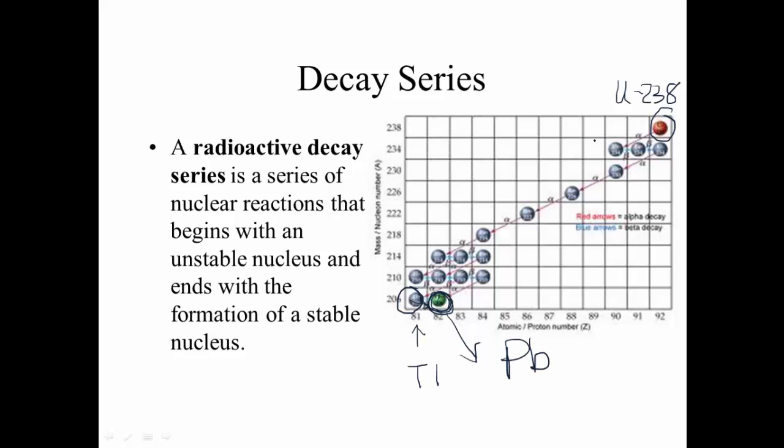So again, it's just a series of alpha and beta decays that get us from point A to point B, from an unstable nucleus to a stable nucleus.